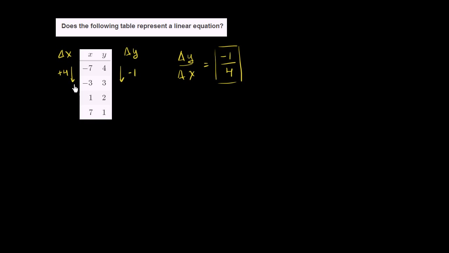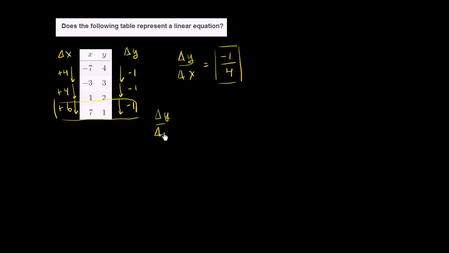So the next 2 points, when I go from negative 3 to 1, once again I'm increasing x by 4. And once again, I'm decreasing y by 1. So we have that same ratio. Now let's look at this last point. When we go from 1 to 7 in the x direction, we are increasing by 6. And when we go from 2 to 1, we are still decreasing by 1. So now the ratio from this third point to this fourth point is negative 1 over 6.